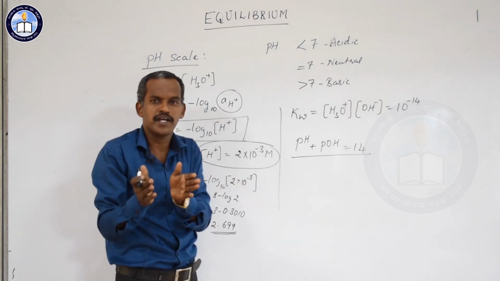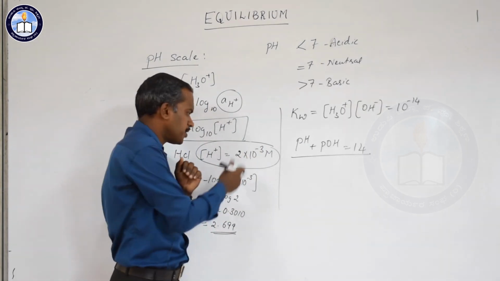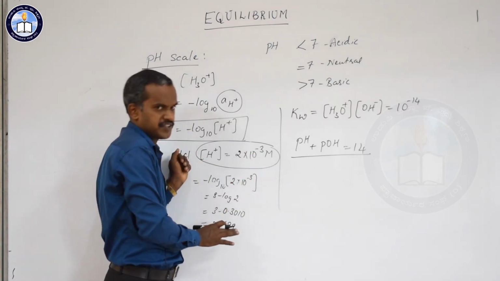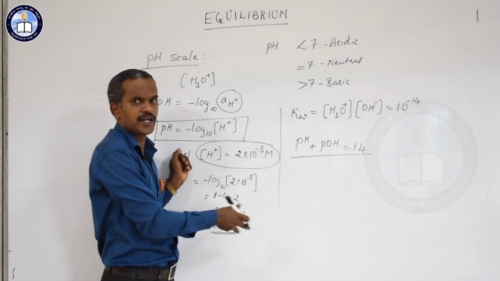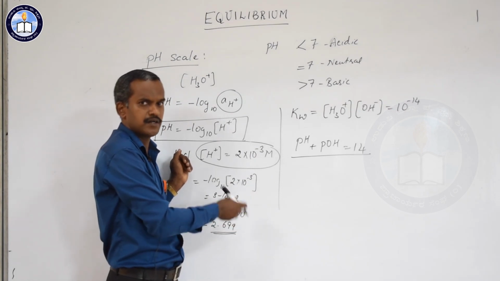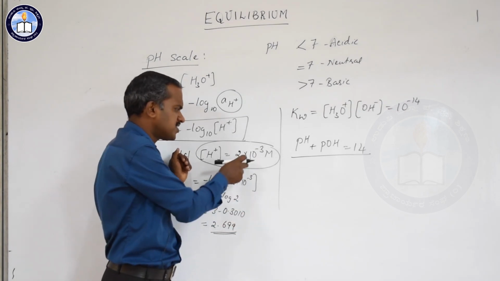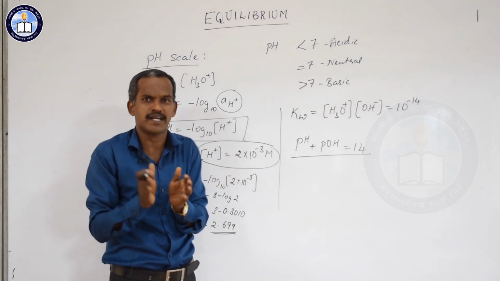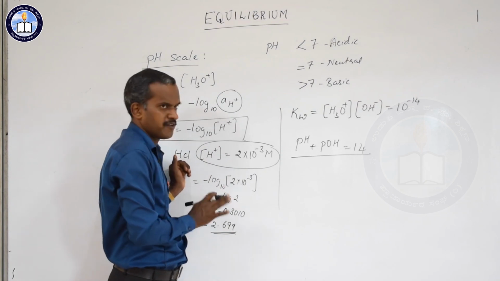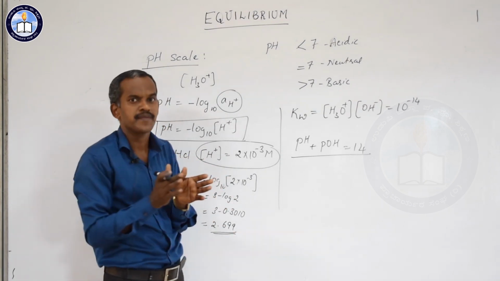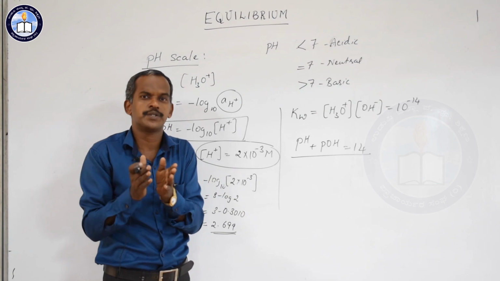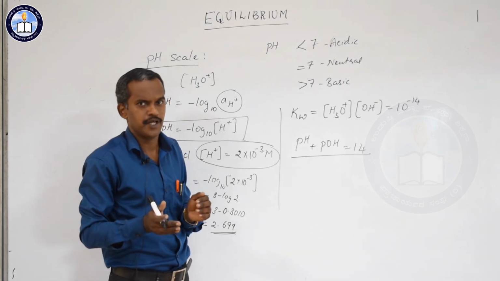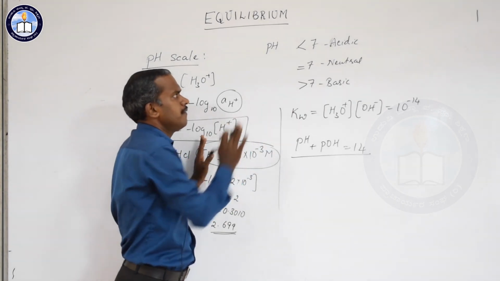For any carbonated water or soft drink, if the hydrogen ion concentration is given, you can substitute and simplify. There are many worked-out examples in the textbook. You can try, but this is the simplest way. When the concentration of hydrogen ion is given directly, you can substitute in the formula and simplify to get the pH, and you can conclude whether the given solution is acidic, basic, or neutral. Are you understanding? So this is simple about the pH scale.